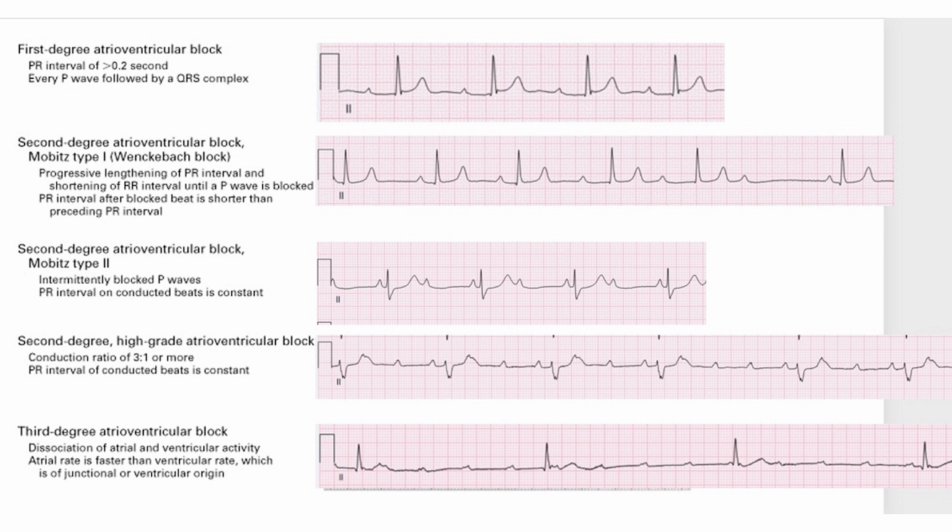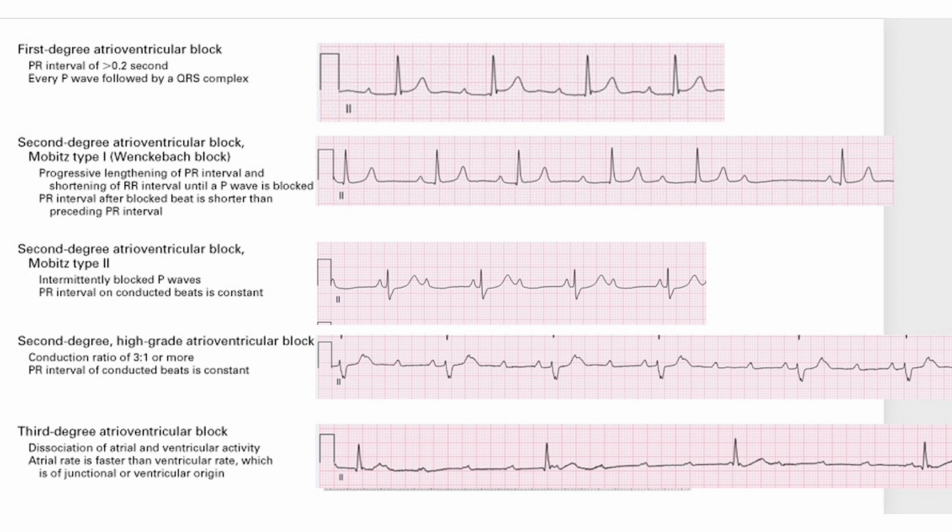The third strip is second degree AV block, Mobitz type 2, where there are intermittently blocked P waves. The PR interval of conducted beats is constant. This patient has a conduction ratio of 2:1.